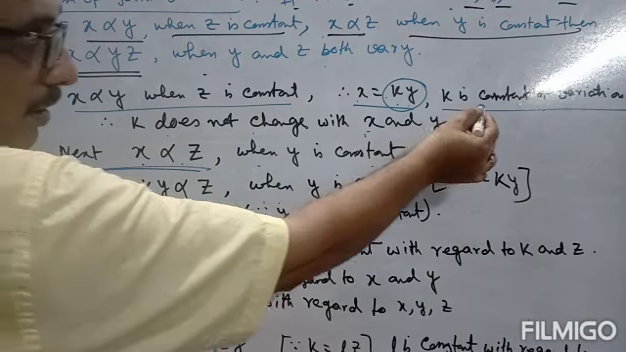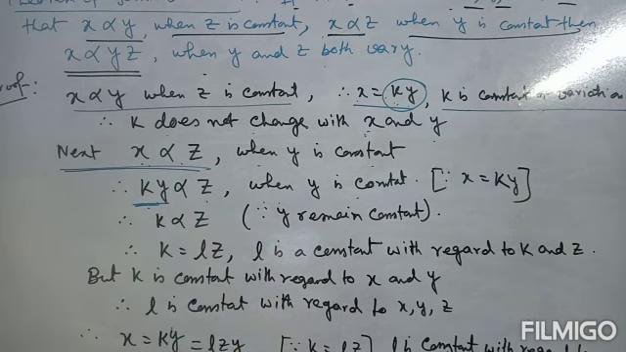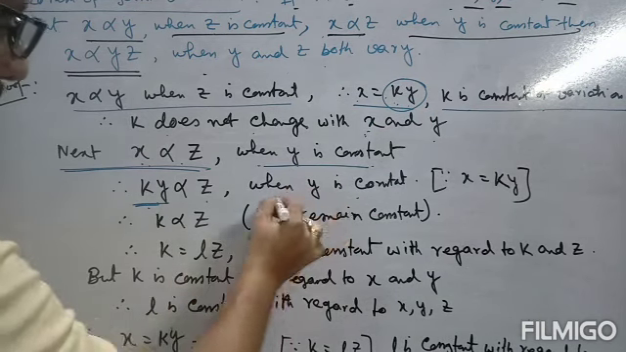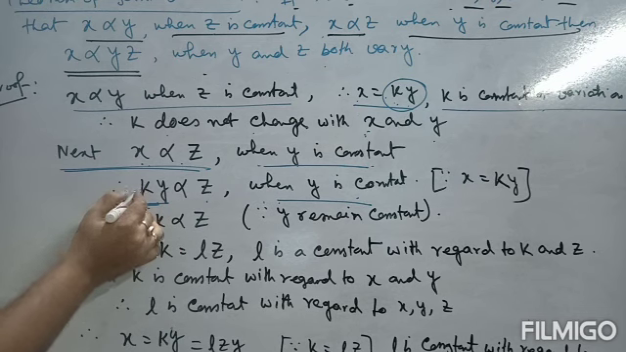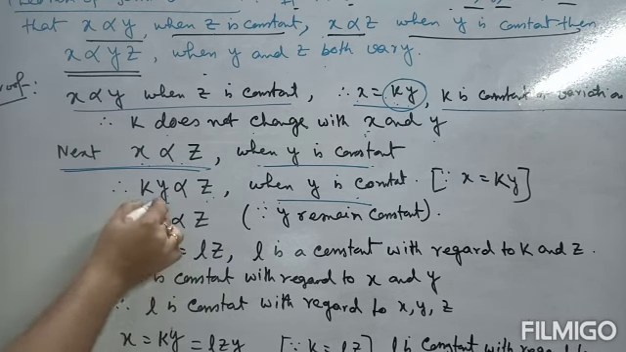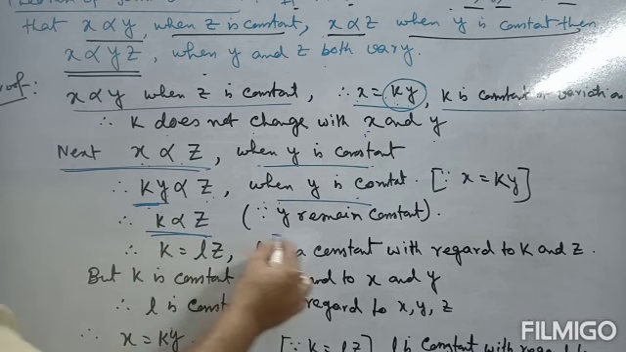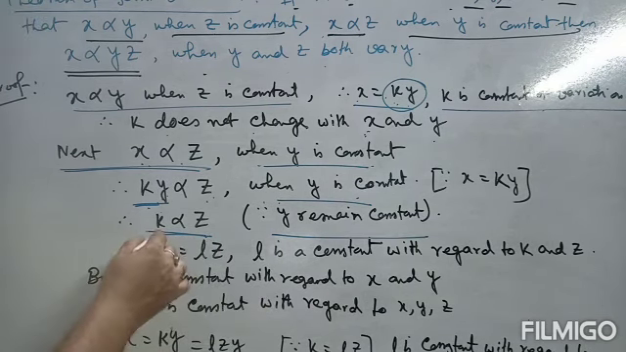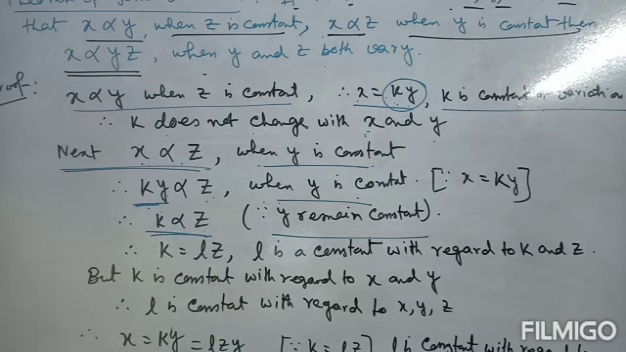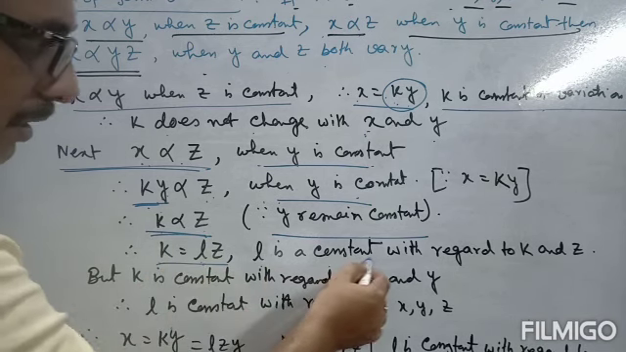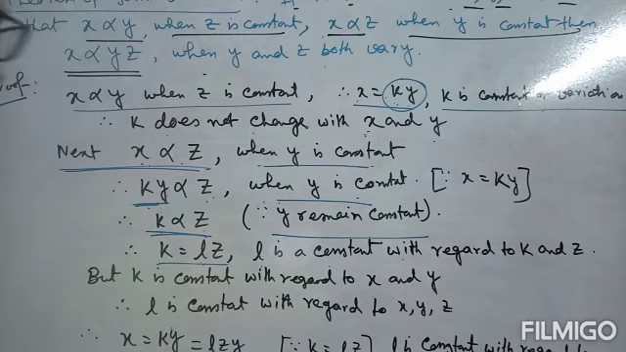It is given y is constant, so write here y is constant. So k into y varies as z. Since y remains constant, we can conclude k varies as z. Now k varies as z means k is equal to some constant into z, again a constant of variation, that is L is the constant of variation. K is equal to L into Z, where L is constant with regard to K and Z.